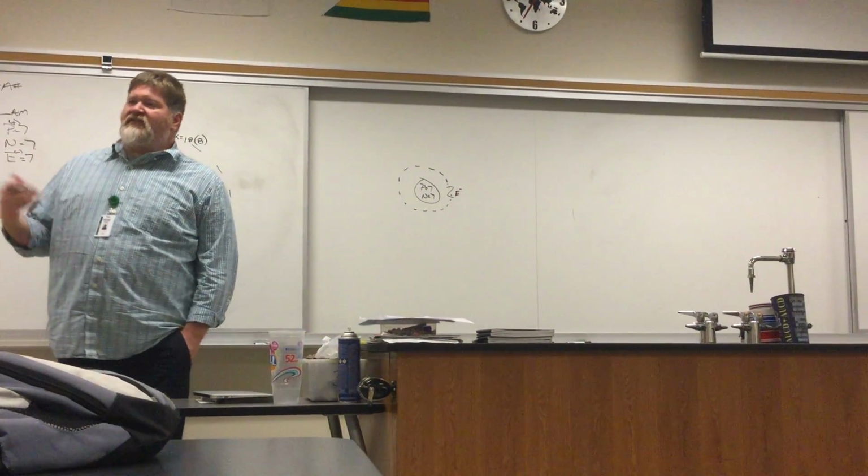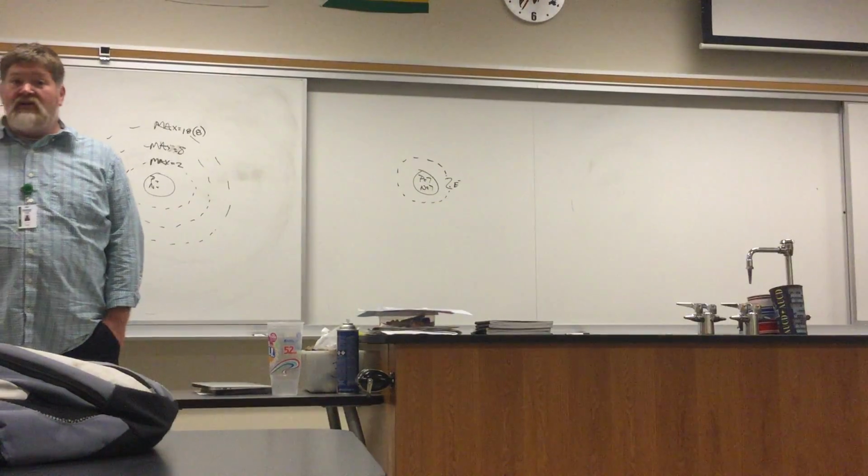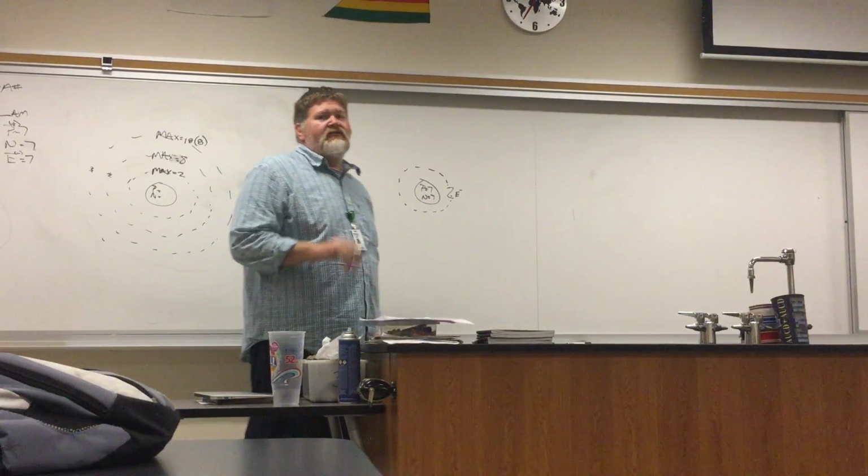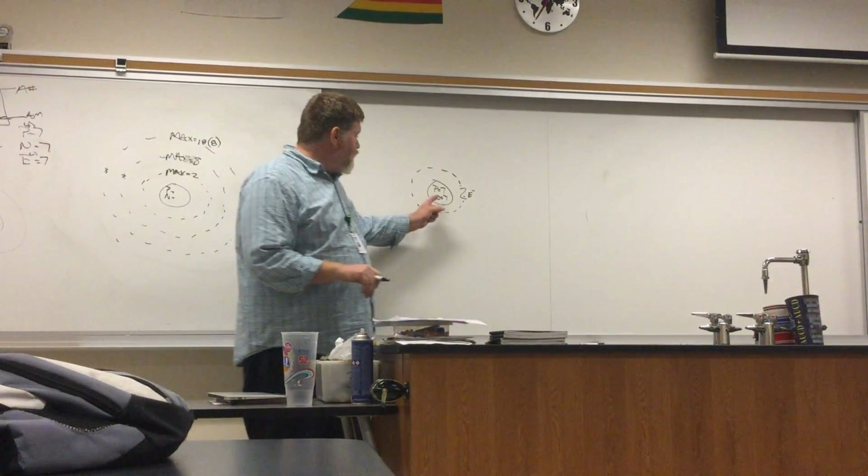Some of you get taught to draw it as dots. Anybody get taught to draw it as dots? I'm lazy, I don't like dots, and it gets confusing sometimes because I make mistakes when I write dots. So I'm just going to write the number 2. So I have 2 electrons.